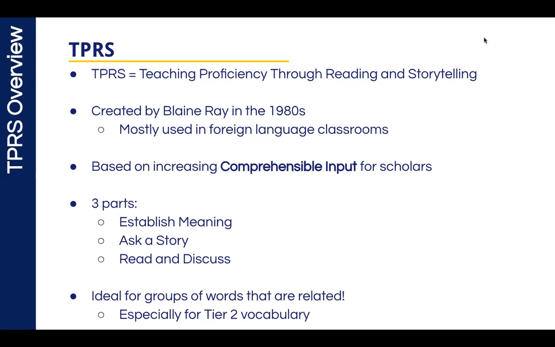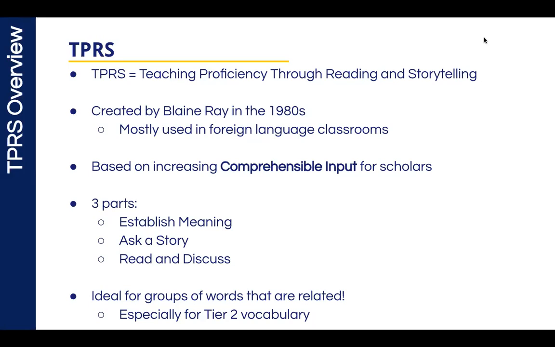So TPRS, or Teaching Proficiency Through Reading and Storytelling, is a method of language acquisition that I think has largely lived in foreign language classrooms. And I learned it when I was doing my certification to be a high school Spanish teacher. It was started by Blaine Ray in the 1980s, and so you can do lots of research into it. But it's really focused on the idea of making input comprehensible for scholars. So when you're teaching new vocabulary, it's important to really make sure that students can internalize and understand the vocabulary before they're expected to express it.